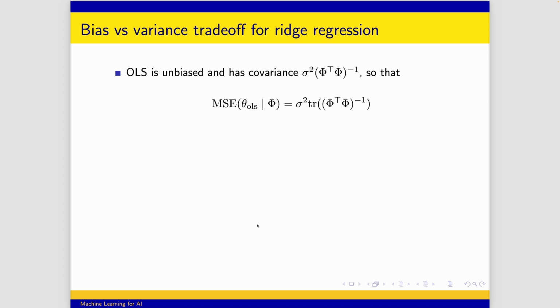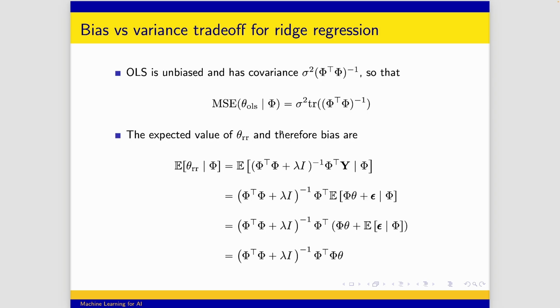Now, in ordinary least squares, the expected value of the estimator is equal to the true value, so the bias is 0. And I previously showed that the covariance matrix is given by this quantity. And so what do we get? We get that the mean square error is sigma squared times the trace of this, because we can take the sigma squared outside. Okay, let's now move on to ridge.